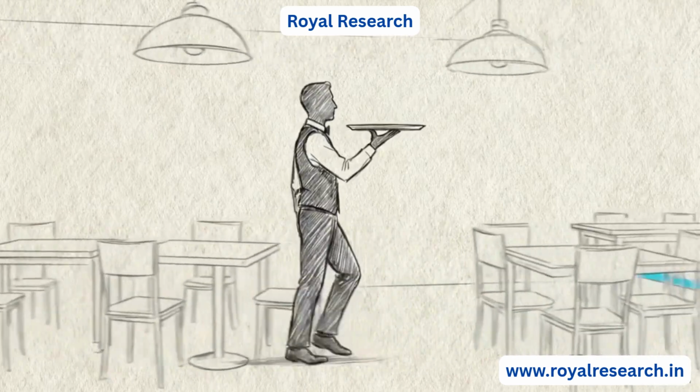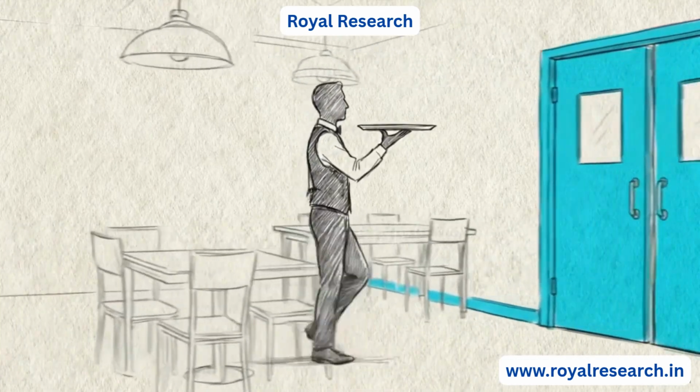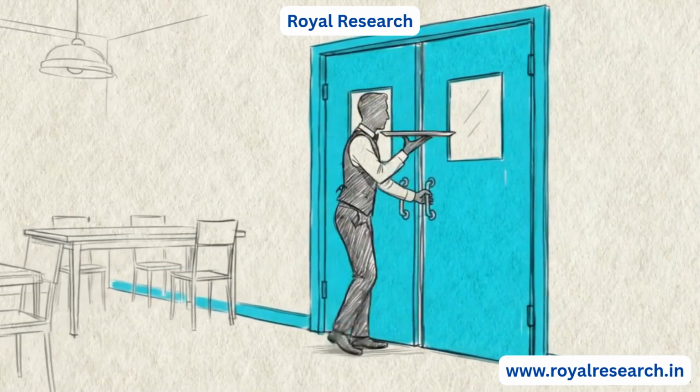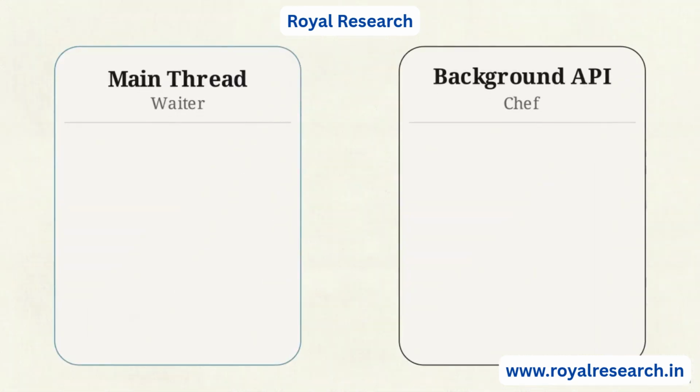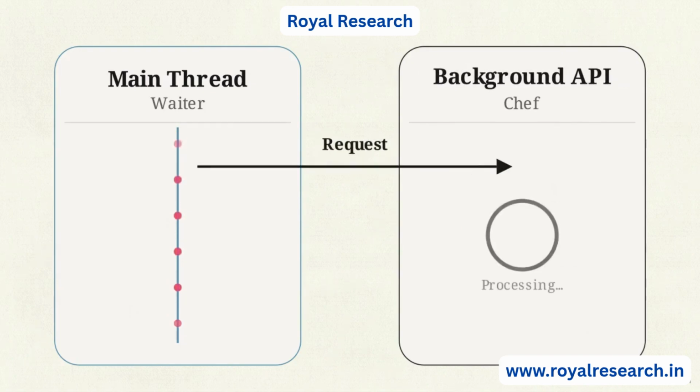Consider a restaurant waiter to visualize how background delegation works. A waiter takes your order and hands it off to the kitchen. Instead of standing idle while the food cooks, the waiter continues serving other tables. This flowchart maps that analogy to JavaScript's architecture. On the left, the waiter represents the main thread, maintaining continuous activity. On the right, the chef represents a background API handling a long-running preparation task.